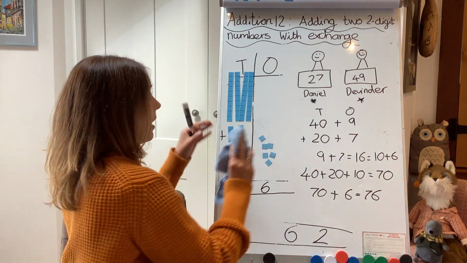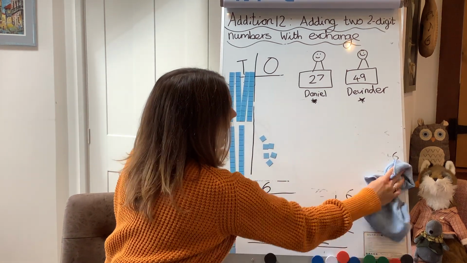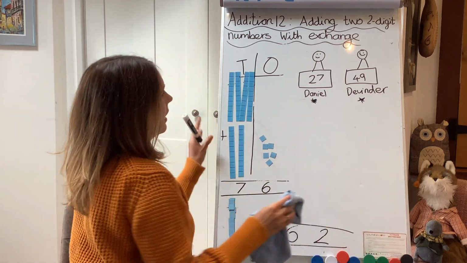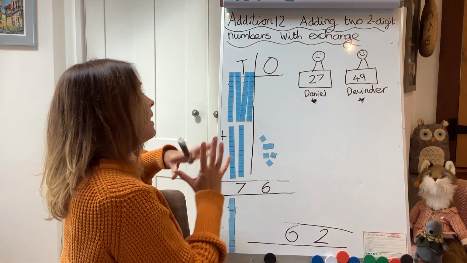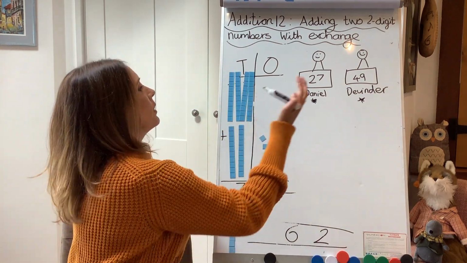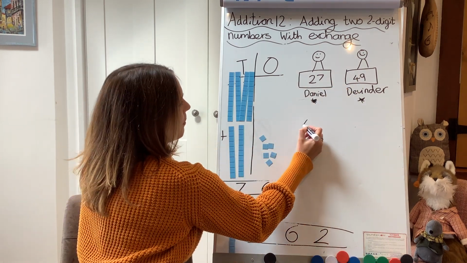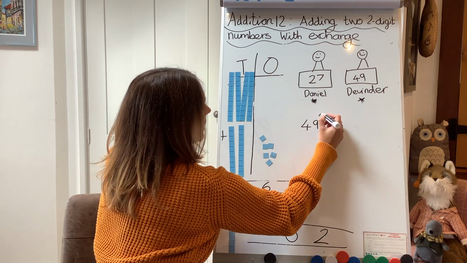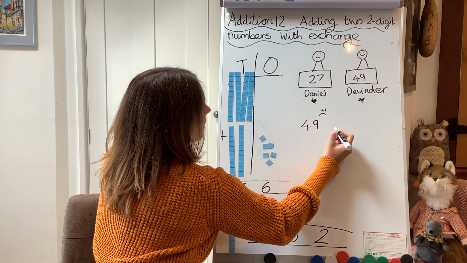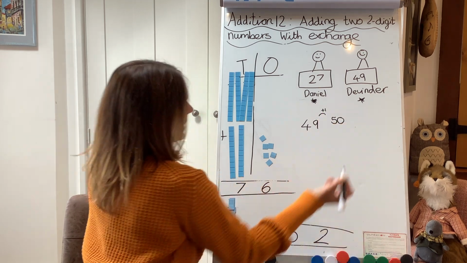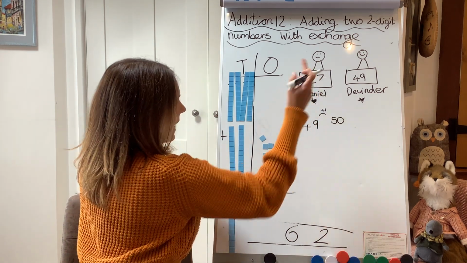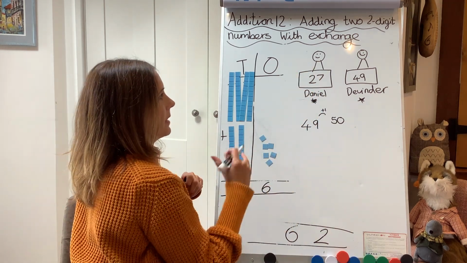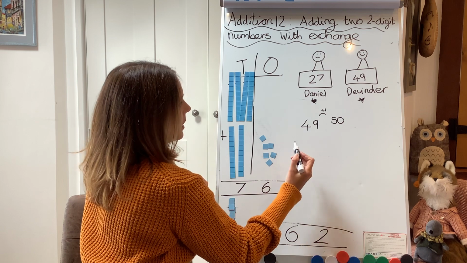Now some of you will be able to do this mentally without having to do the base 10, without having to set it out in that way. You could look at it that 49 is 1 less than 50. So we can add 1 on to that to make 50. And then we take 1 off the 27. So what we could do is this.